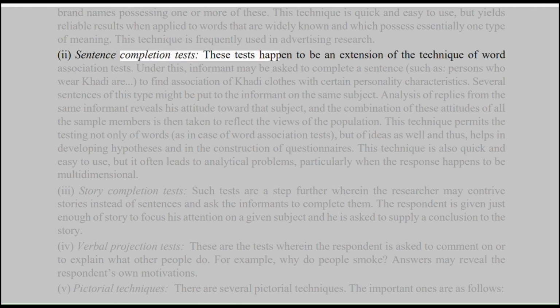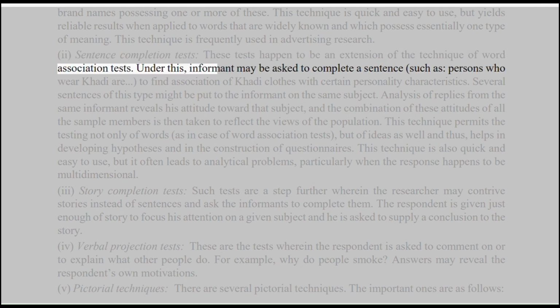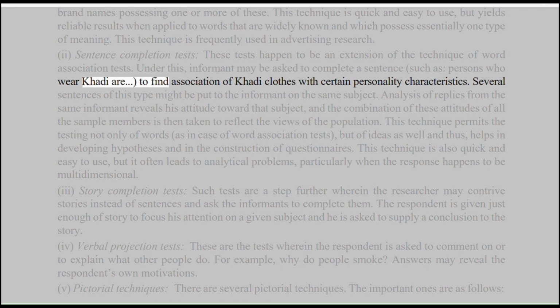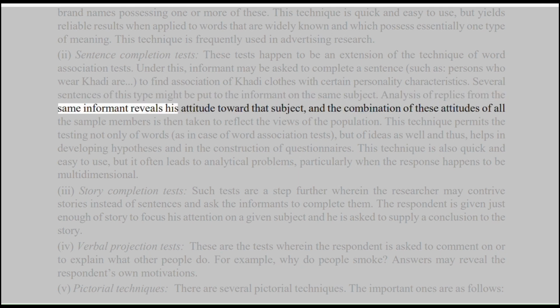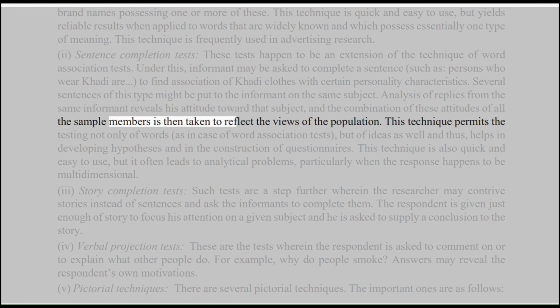2. Sentence completion tests. These tests happen to be an extension of the technique of word association tests. Under this, the informant may be asked to complete a sentence, such as, persons who wear khadi are..., to find association of khadi clothes with certain personality characteristics. Several sentences of this type might be put to the informant on the same subject. Analysis of replies from the same informant reveals his attitude toward that subject, and the combination of these attitudes of all the sample members is then taken to reflect the views of the population.